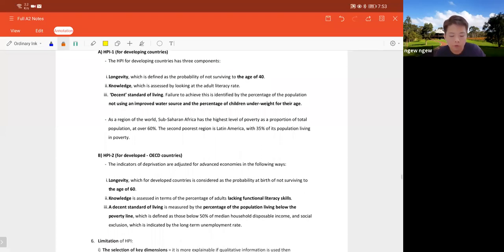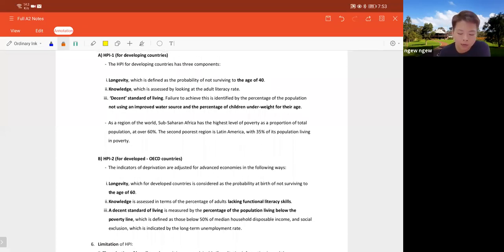Okay, so for HPI-1 and HPI-2, we include the same indicators, the same benchmark, but a different threshold. So for HPI-1, in order to be regarded as less poor, your longevity has to reach above 40. So if the people in this group of countries can live up to 40, you are not considered very poor, okay? Likewise, in terms of knowledge, they just want you to know how to read and write, the adult literacy rate.